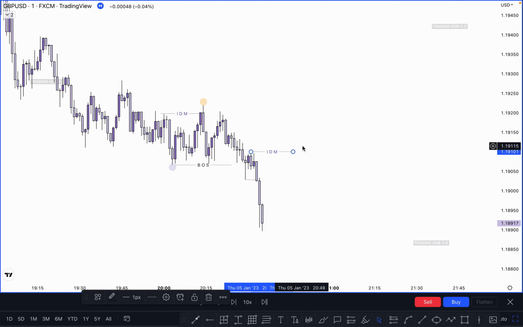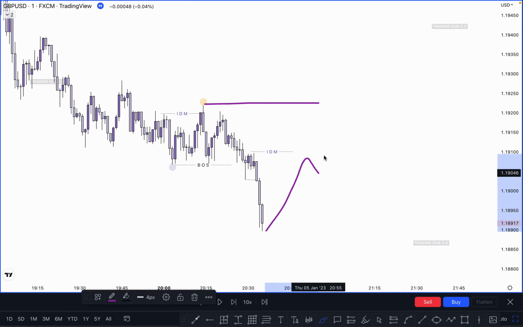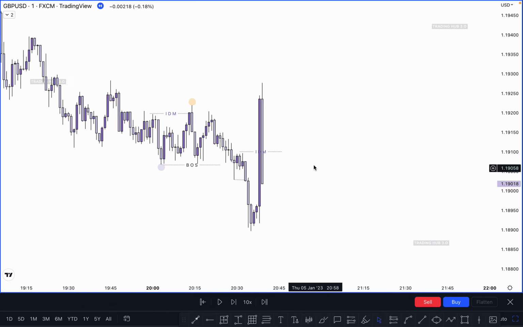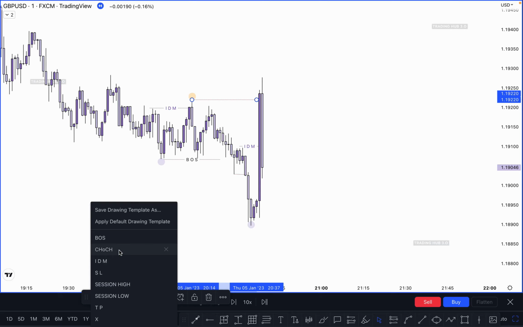Inducement is here. Why? Because this one is our first pullback after the break of structure. If the market takes out this inducement, our lower low will be confirmed here. But if the market breaks this actual high, which is here, then this becomes our change of character. So let's see what happened next. Finally the market takes out this inducement, and after taking it out, this is our lower low. Now you can also see the market breaks the previous high, and this becomes our change of character because the market turns from bearish to bullish, right?